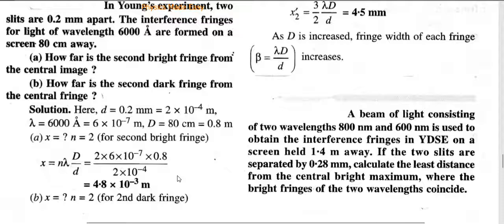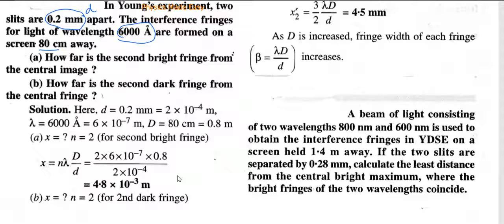In Young's double slit experiment, two slits are a certain distance apart. This is small d. The interference fringes for wavelength lambda, this lambda is given, are formed at a distance of 80 centimeter away. So capital D is given.